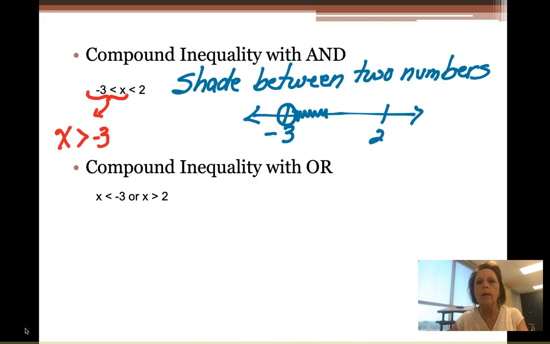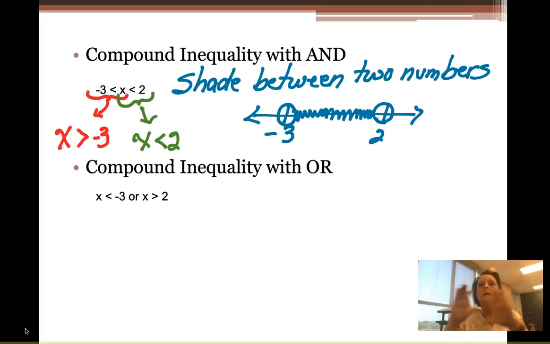I'm not going to go all the way though. I'm just going to go a little ways there. Now I'm going to shade the next inequality, which is x is less than 2. Again, that's an open circle, but this time I'm going to shade to the left. And when I connect those two shadings, I have two endpoints and everything shaded in between. That is a compound inequality with and.